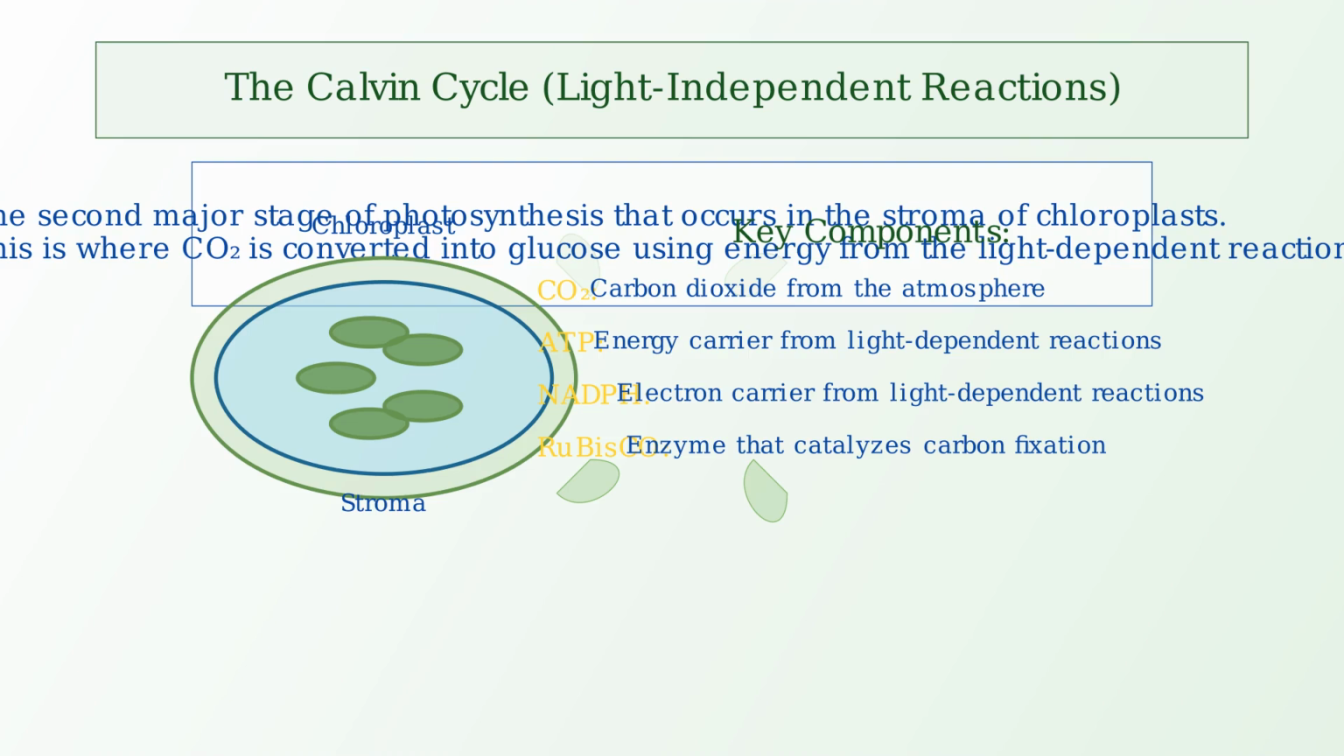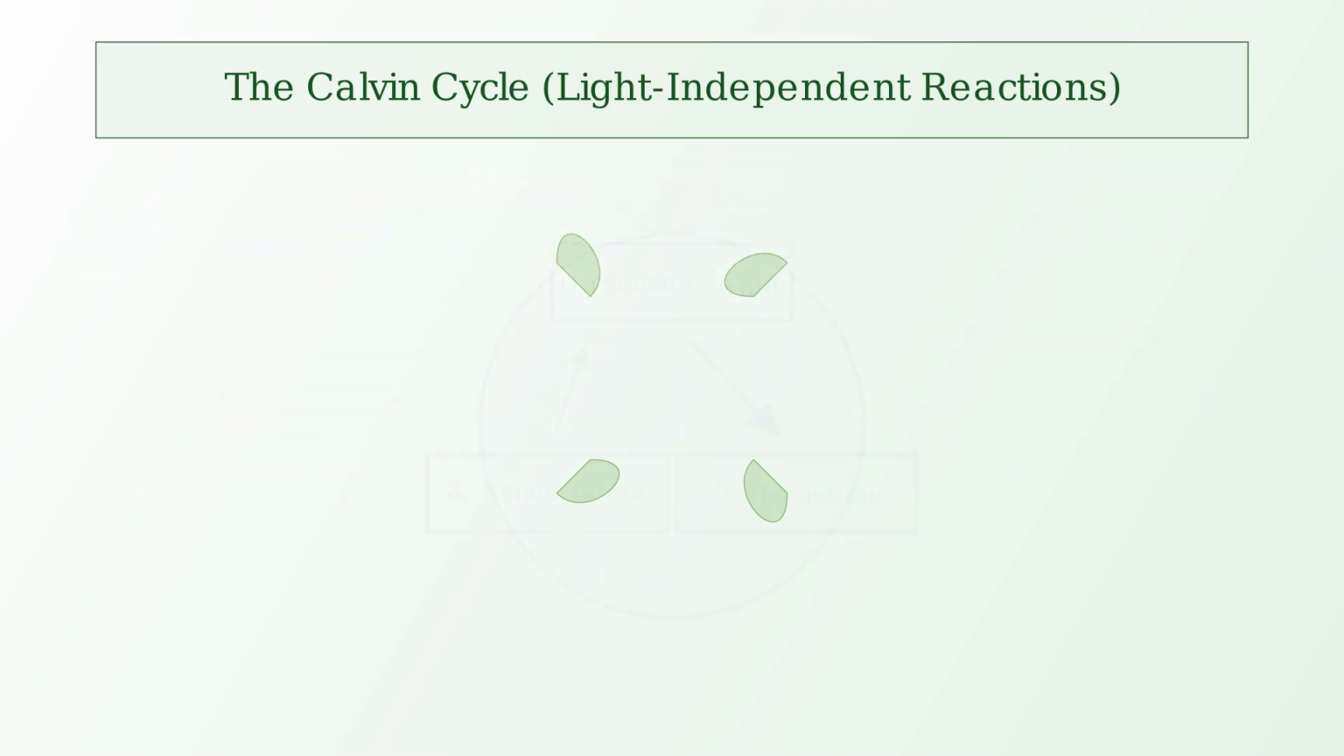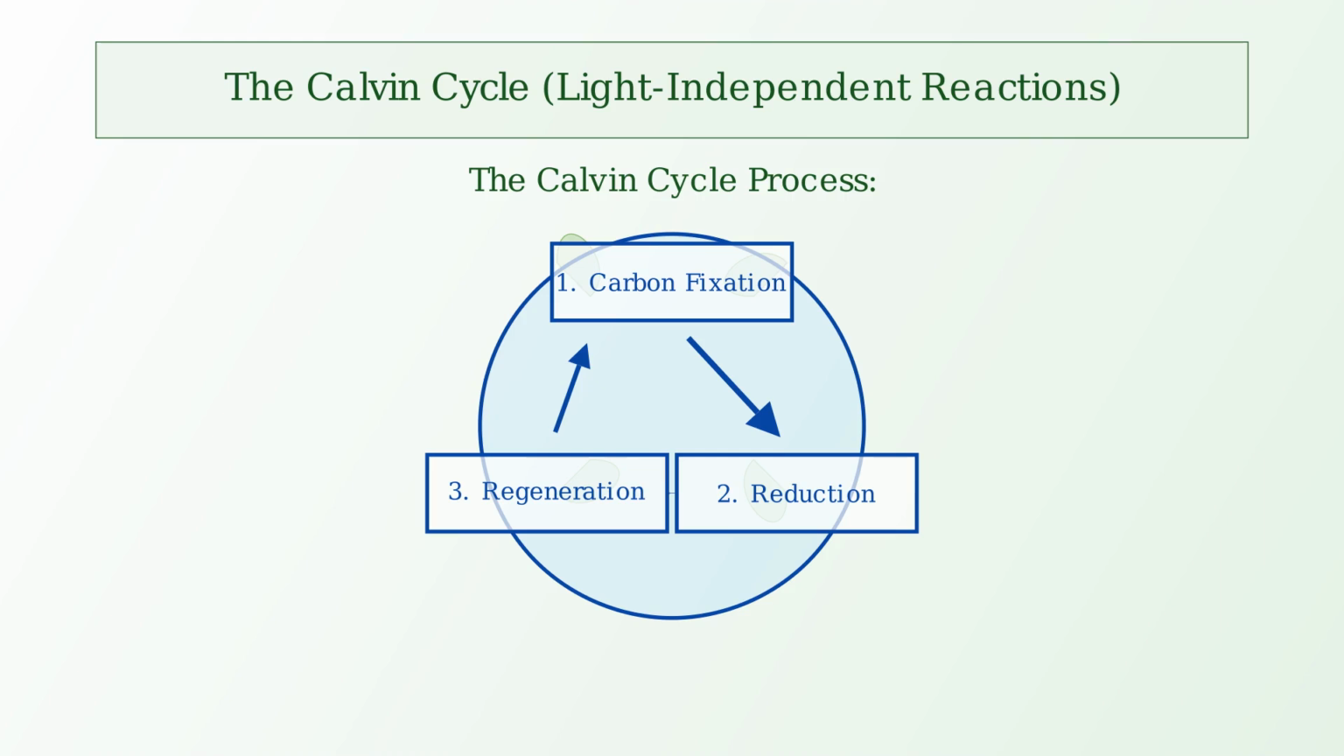The Calvin cycle requires several key components: carbon dioxide from the atmosphere, ATP and NADPH from the light-dependent reactions, and the enzyme rubisco, which catalyzes carbon fixation. The Calvin cycle is a circular process consisting of three main steps: carbon fixation, reduction, and regeneration.